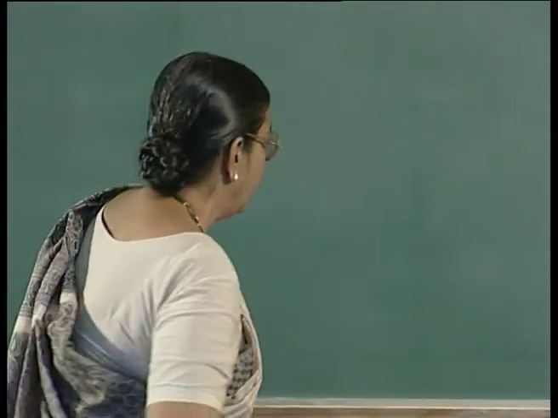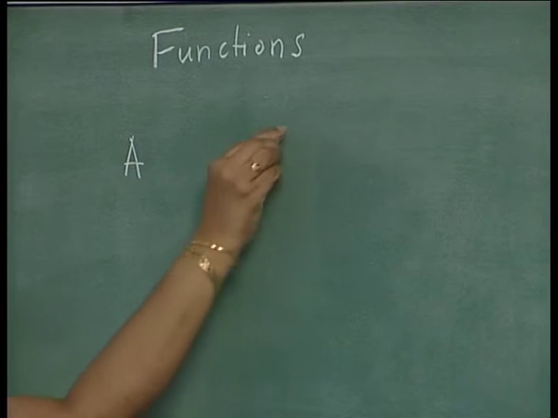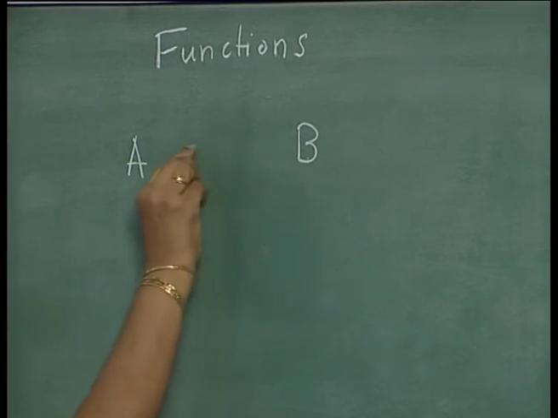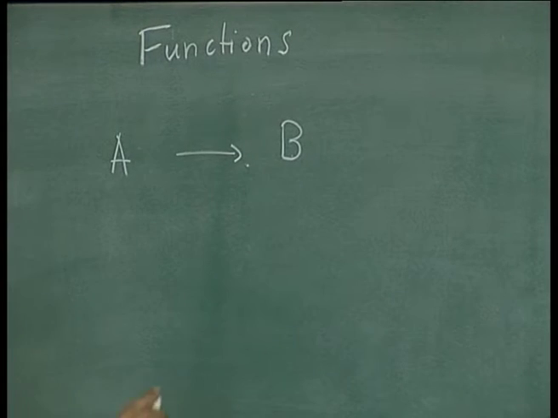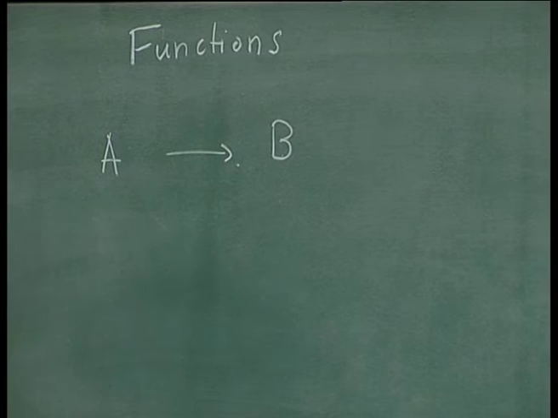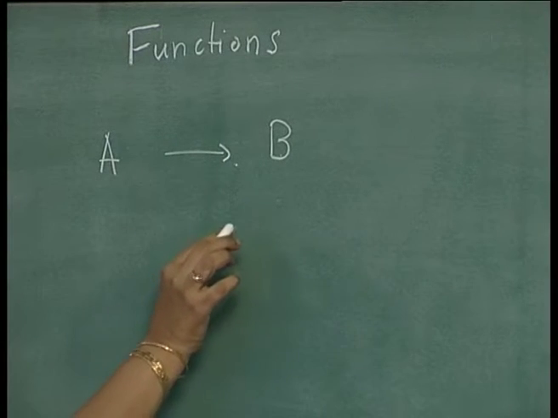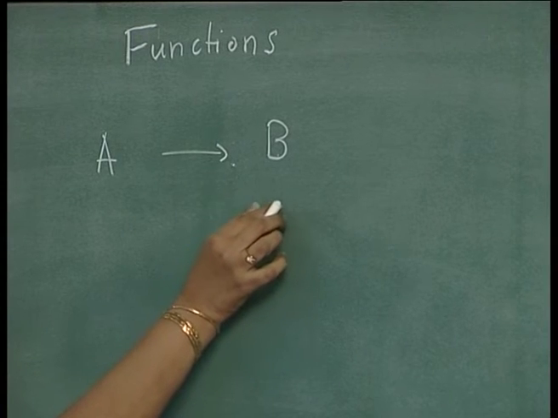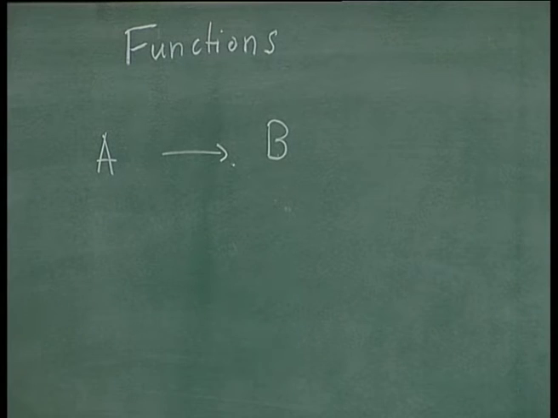Today we shall learn about functions. A function from a set A to a set B is a rule which connects an element of B with every element of A. So, it is a rule which specifies one element of B with each element of A.